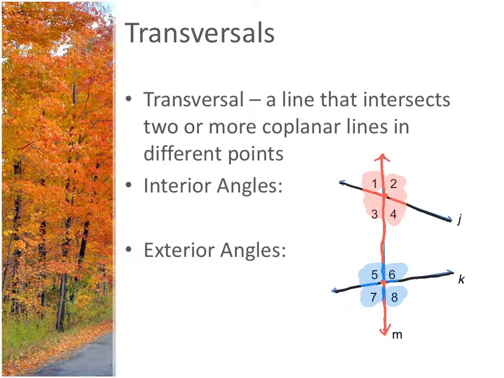So the first thing to note is that this line that has crossed over two other lines, that red line, line M, is called a transversal. It just means a line that is crossing over two other lines. That's all it means in plain English. Now, we've got 8 different angles that were created there, the 4 red ones on top and the 4 blue ones on bottom. We're going to start talking about exterior and interior angles, and it's important to know what I'm looking at when I'm calling them exterior or interior.